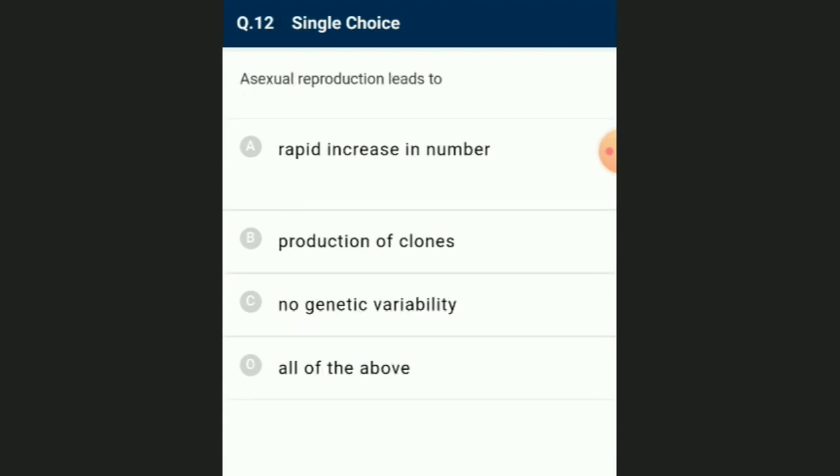Question number 12. Asexual reproduction leads to. Asexual reproduction is a mode of reproduction or multiplication in which new individuals develop from a single parent. Features of asexual reproduction: rapid increase in number, production of clones, no genetic variability. So all the three options are correctly given. So the answer for this question is option D, all of the above.